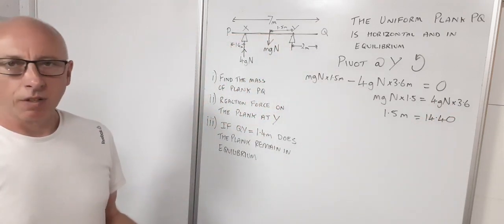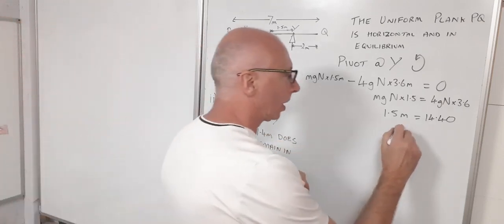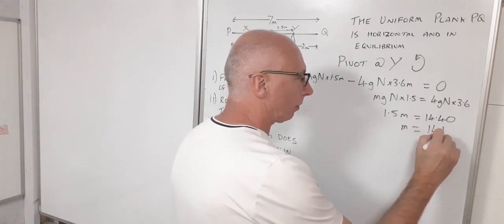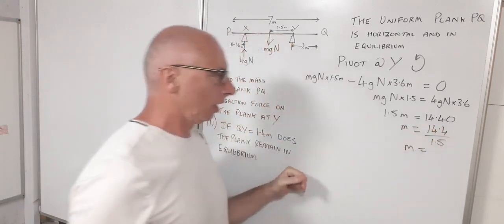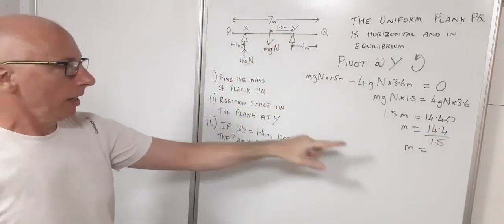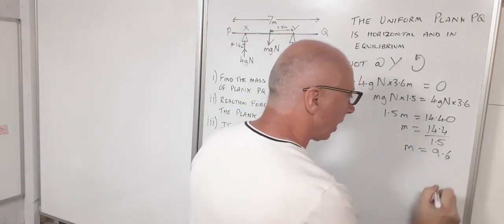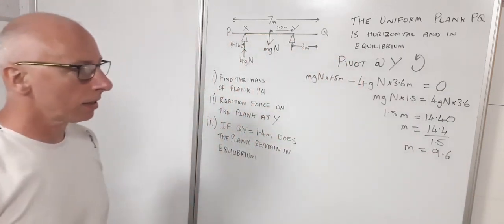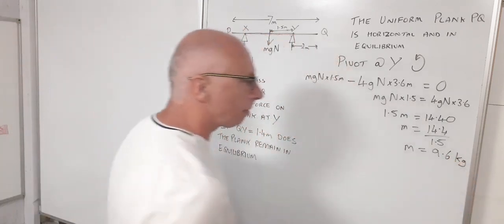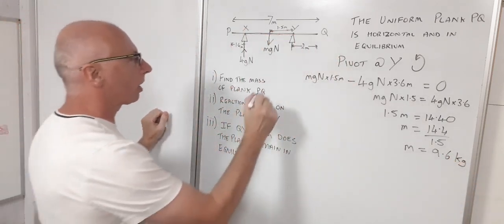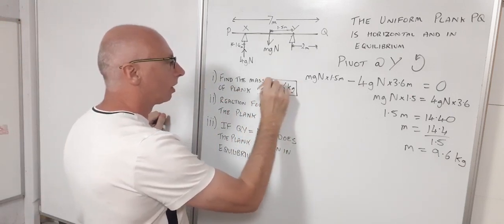So that's what I've got so far. Now to solve for m, I just divide both sides by 1.5. So m equals 14.4 divided by 1.5, which is 9.6, and that's in kilograms. So the mass of the plank is 9.6 kilograms. That's the first bit taken care of.